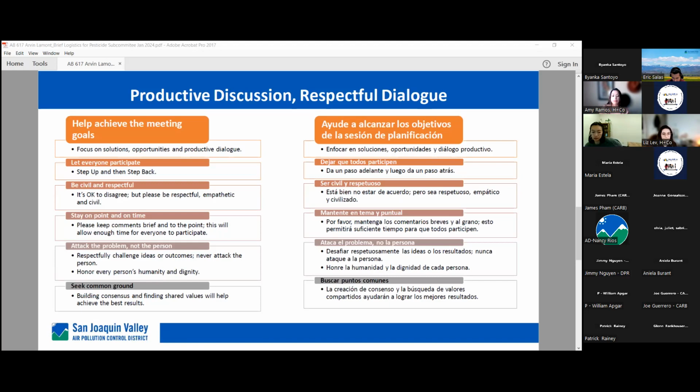Next, we asked for everyone to be kind and respectful, knowing that it's okay to disagree as long as you do so with respect and empathy. In these meetings, we also agreed to stay on point and on time. So we ask folks to keep your comments brief to allow everyone a chance to participate. Next, we also agreed to attack the problem and not the person, honoring everyone's humanity and dignity. And finally, we all agreed to seek common ground. Building consensus and finding shared values will help us achieve the best results.